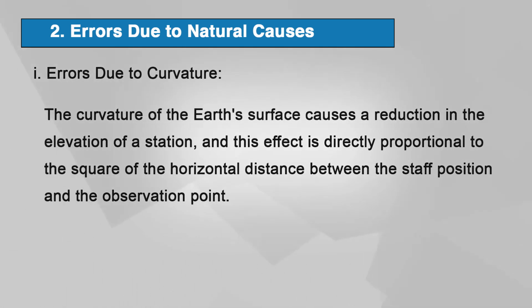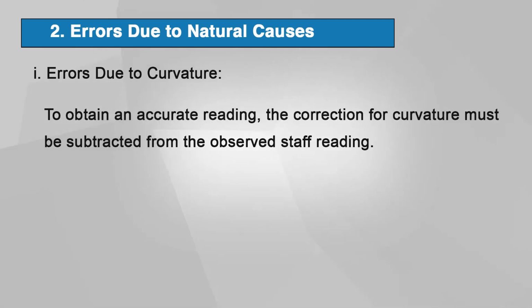The curvature of the earth's surface causes a reduction in the elevation of a station, and this effect is directly proportional to the square of the horizontal distance between the staff position and the observation point. To obtain an accurate reading, the correction for curvature must be subtracted from the observed staff reading. In ordinary leveling, the error due to curvature is typically negligible, only about 0.003 meter for a 300 meter sight. Detailed information on calculating curvature correction has already been discussed in the previous sessions.